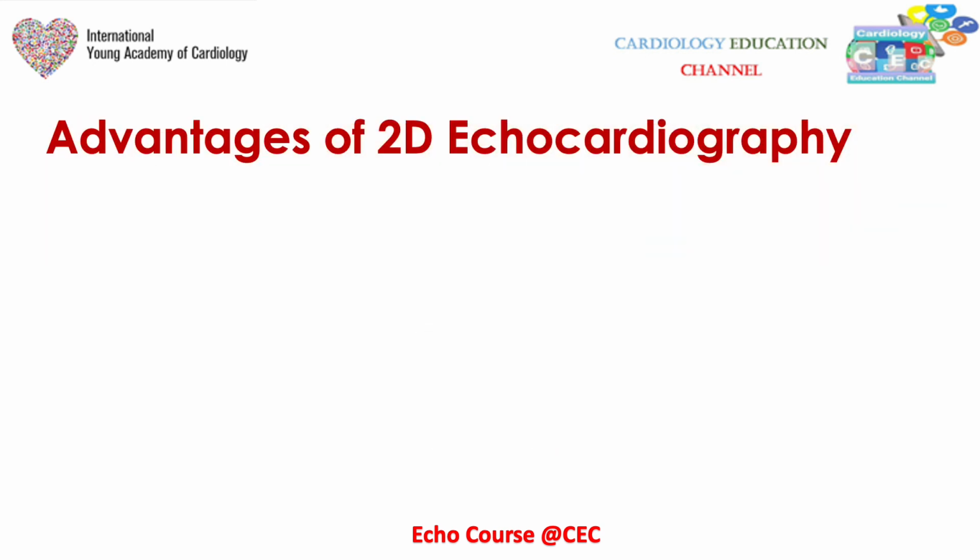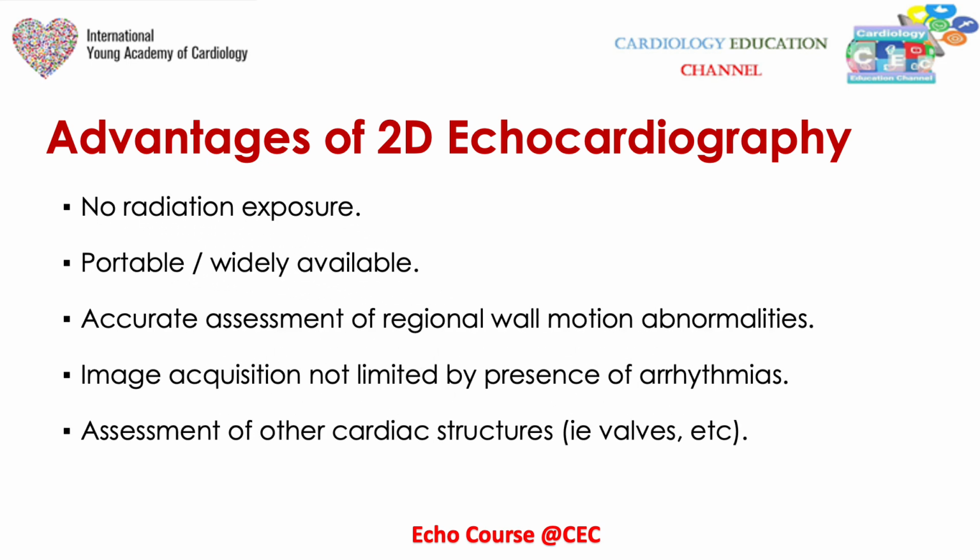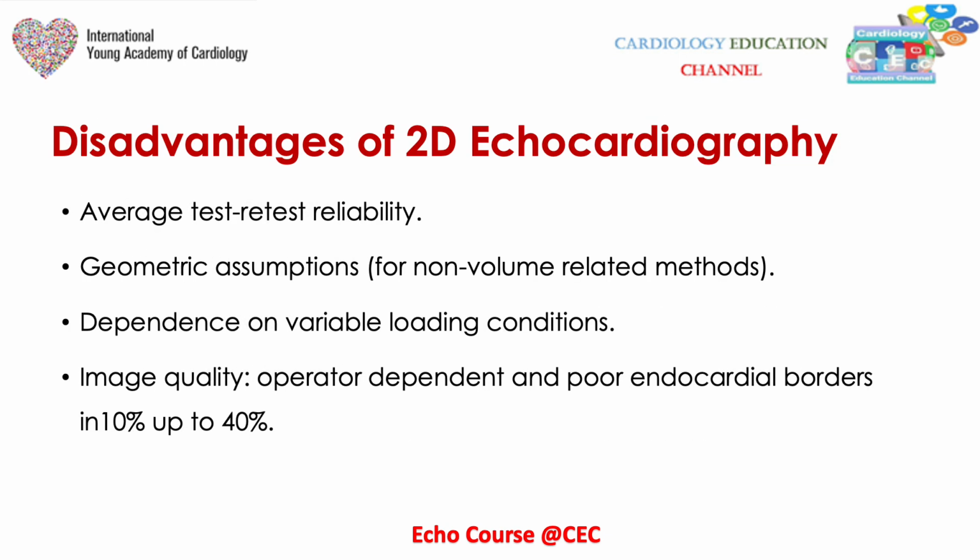We have some advantages for using 2D echocardiography: it has no radiation exposure, it's portable and widely available, and it gives an accurate assessment of regional wall motion abnormalities, especially in experienced eyes. The image acquisition is not limited by the presence of arrhythmia. You can acquire your images if the patient is tachycardic, bradycardic, in sinus rhythm, or in atrial fibrillation. There is no hindrance for that. And you can also assess other cardiac structures, like the valves, not solely the ejection fraction or the systolic function.